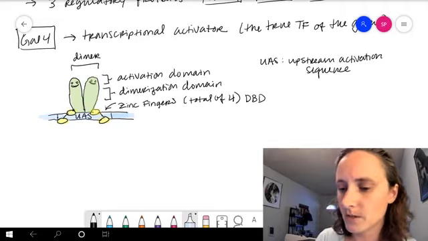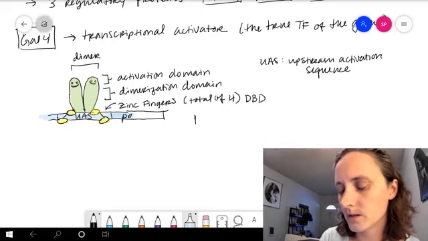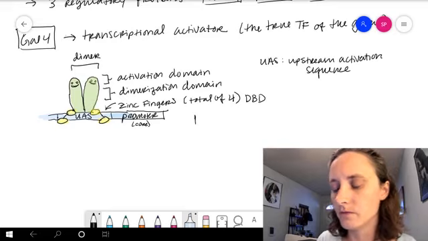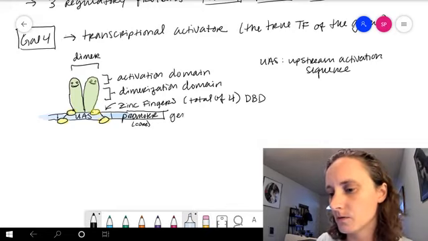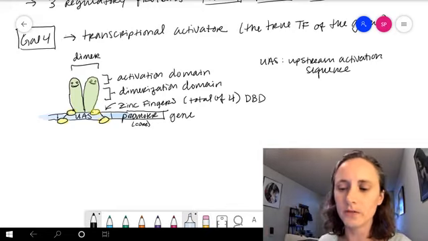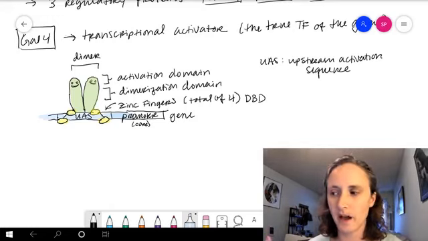Because it always resides upstream to the promoter. So here's the core promoter of any gene, really. And then here would be the actual gene coding region, and UAS is upstream of all of that. So that's why it's an upstream activation sequence.